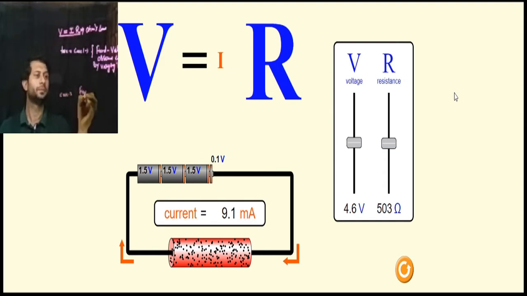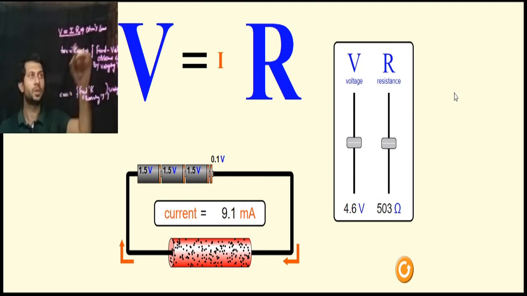Case 2, fixing resistance, observing current by varying voltage. That means here we vary this resistance and here we vary this voltage. This is positive and this is negative.